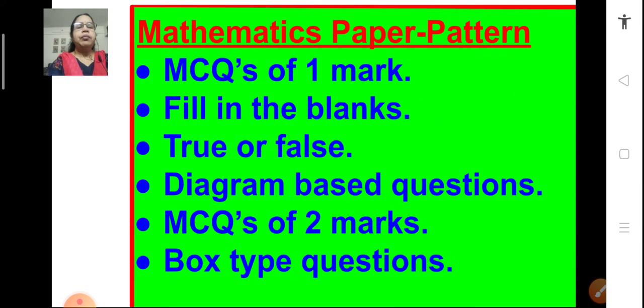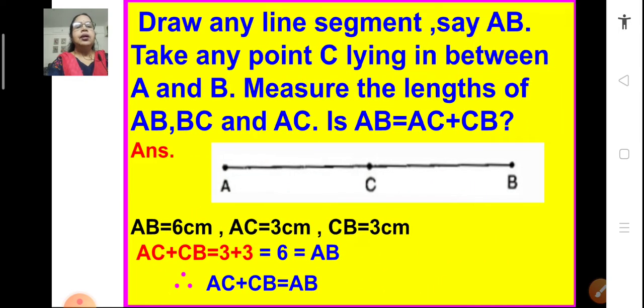And here we have the mathematics paper pattern. There will be MCQs, multiple choice questions of 1 mark, fill in the blanks, true or false, diagram based questions, then MCQs of 2 marks and box type questions wherein you will have boxes or blanks to fill by clicking the right option. Now let's start the revision.